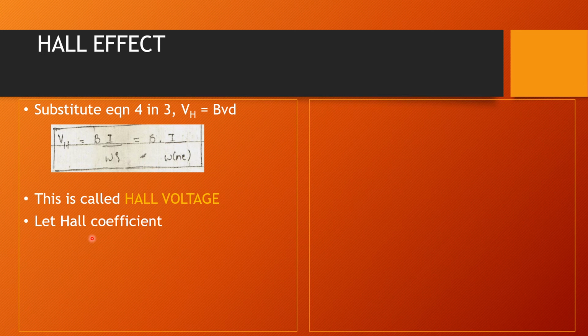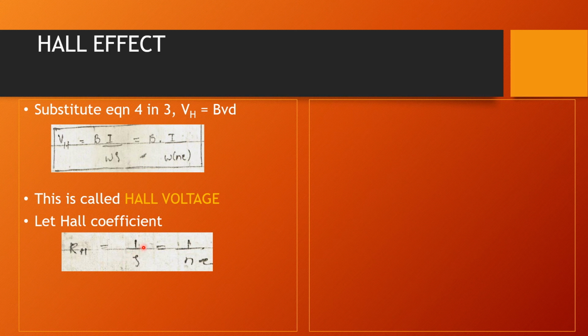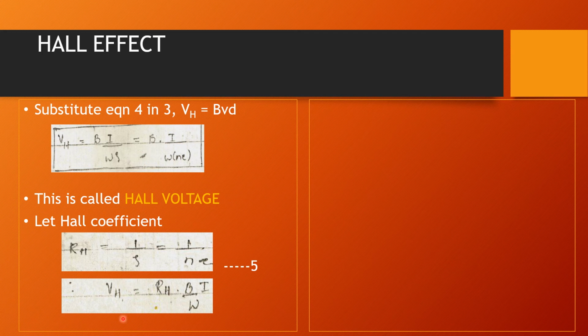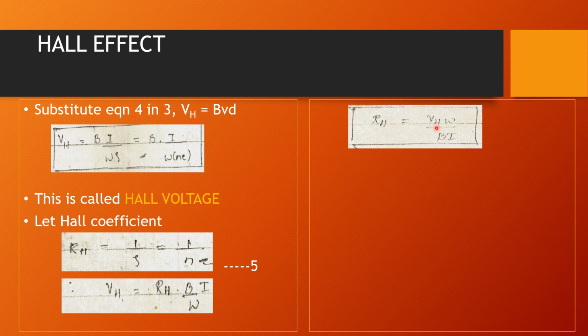Now we will find the Hall coefficient. Hall coefficient we denote as R suffix H, which is 1 upon rho, reciprocal of rho, which is equal to 1 upon Ne. Equation 5. Therefore, we can substitute 1 upon Ne in this equation of V_H. So that will be V_H is equal to R_H into BI upon w. So we will get R_H, which will be V_H w upon BI. This is called as a Hall coefficient.